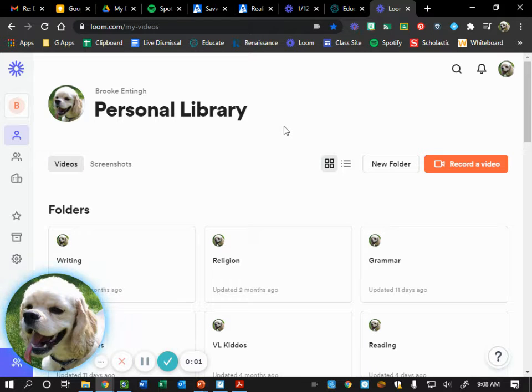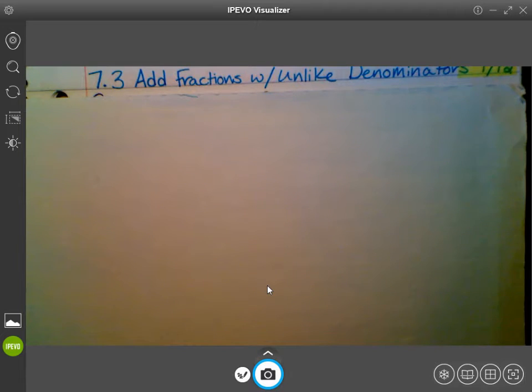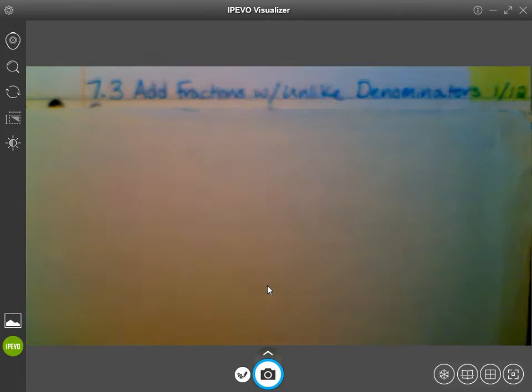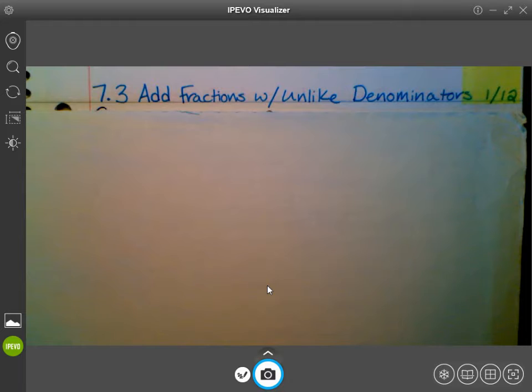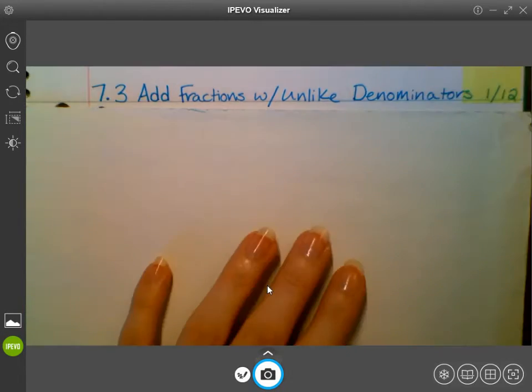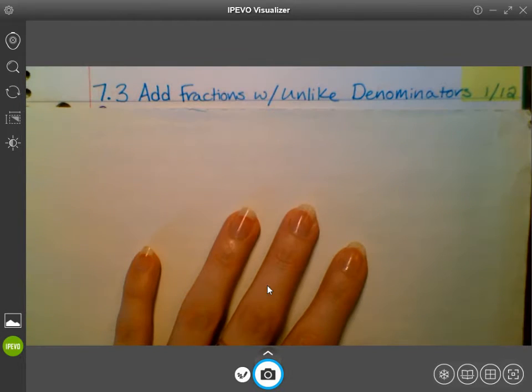All right, so we open up to the next clean page in our math notebooks for today's notes. Today, we are going to be titling our page 7.3, Add Fractions with Unlike Denominators, and today's date, which is 1-12. So 7.3, Add Fractions with Unlike Denominators, and today's date, 1-12.